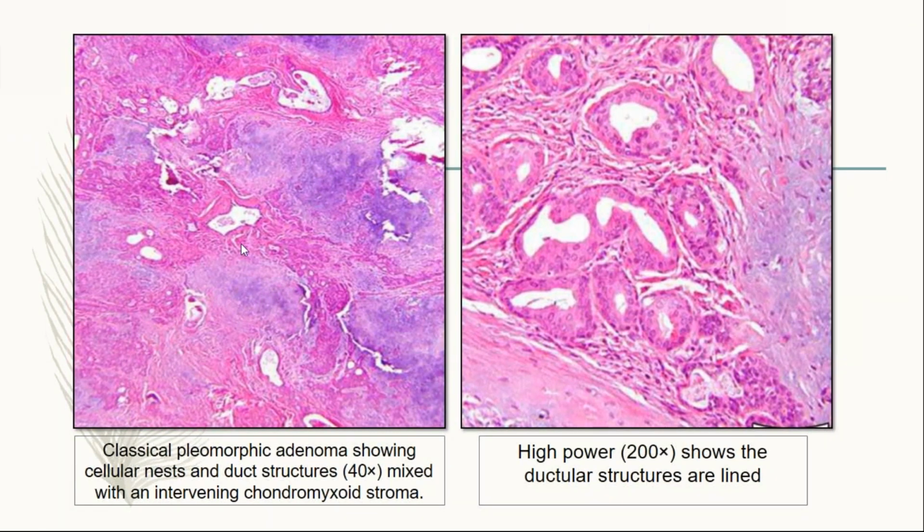These are both mesenchymal components, and present in between them is the epithelial component. These are the ducts, and these are the myoepithelial cells arranged in sheets and clusters. This is the high power showing the ducts, and this is the mesenchymal component.